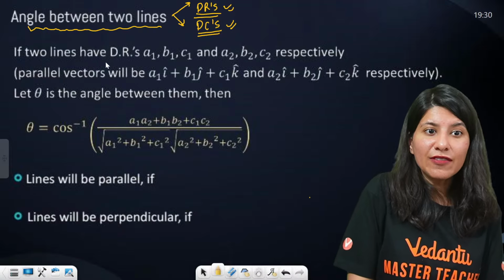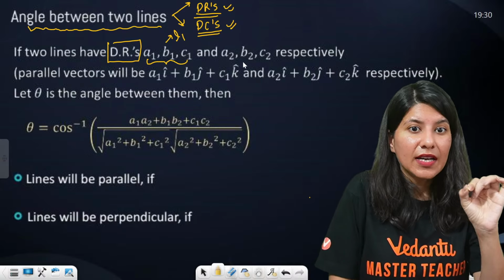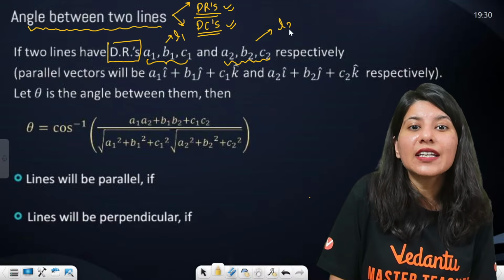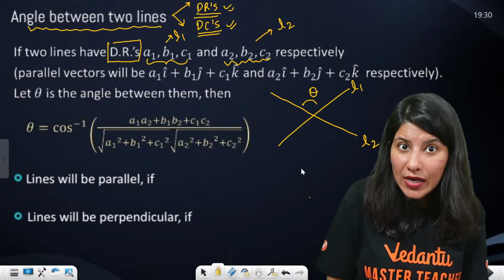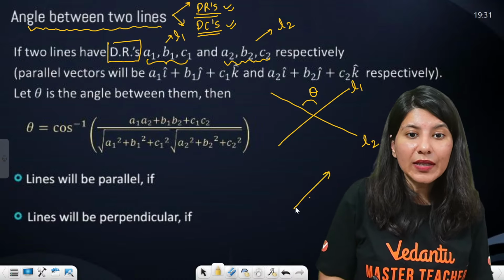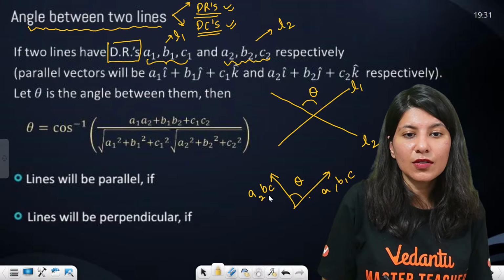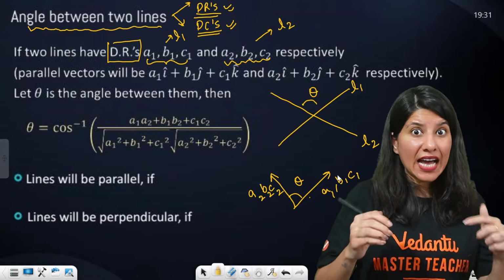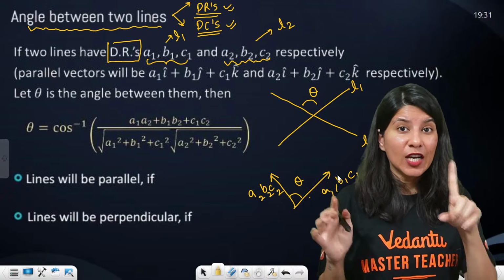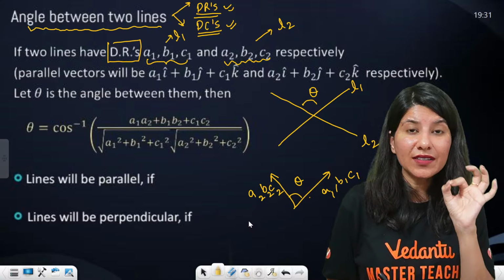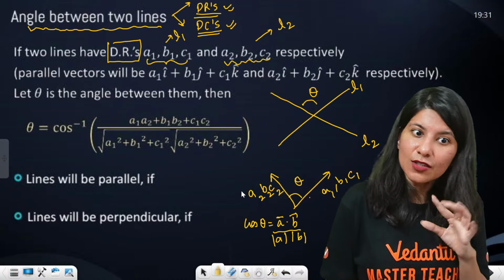Now understand. Suppose two lines, line number 1 has direction ratios A1, B1, C1, and line number 2 has direction ratios A2, B2, C2. The angle between these two lines is equivalent to the angle between their direction ratios. A, B, C is vector number 1, and the other is vector number 2. So basically the angle between two lines is equivalent to the angle between two vectors. Let us go back to the vector thing. Do you remember how we calculated the angle between two vectors? Cos theta is equal to A dot B upon magnitude of A times magnitude of B. Right? That's the same thing we are going to do.